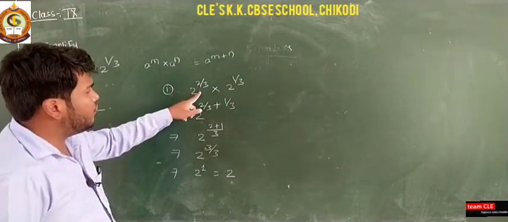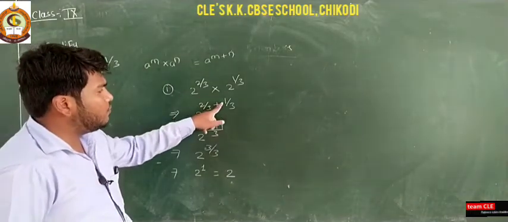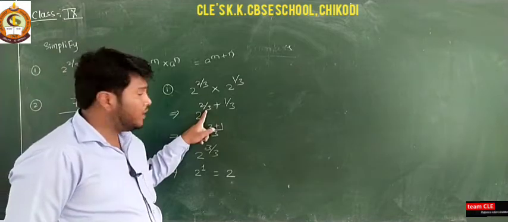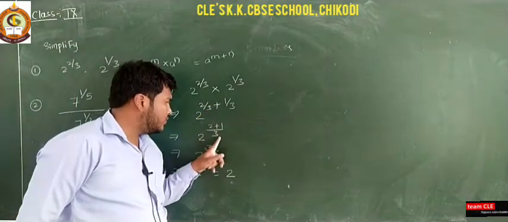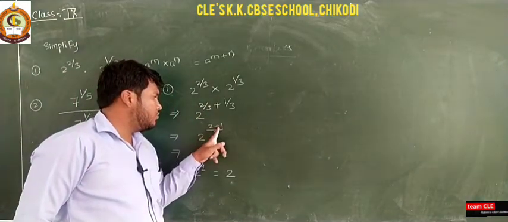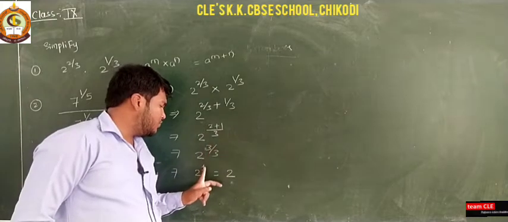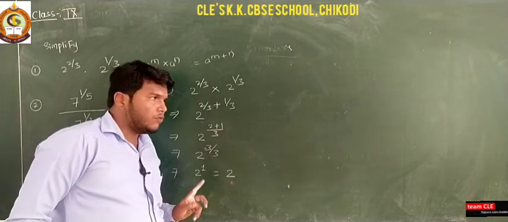Okay, similarly the first one: 2 raised to 2/3 plus 1/3, as it is a^(m+n), both the denominators are the same. So 2 plus 1 is equal to 3, 3 by 3 is equal to 1, 2 raised to 1 is equal to 2.